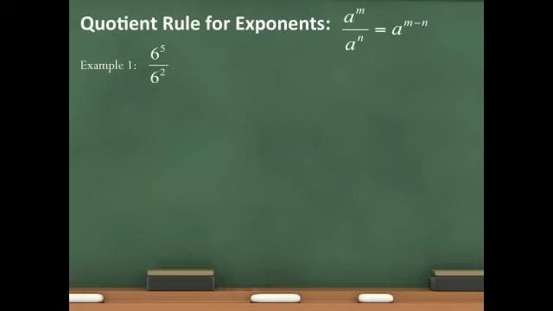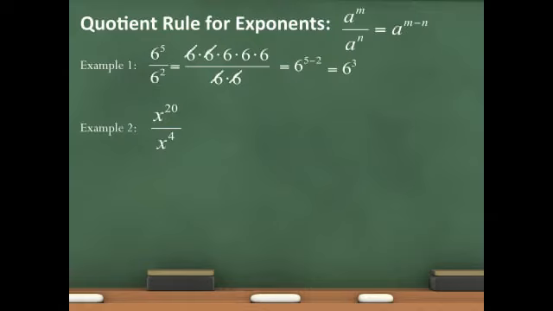6 to the fifth power can be written as 6 times 6 times 6 times 6 times 6. And 6 to the second, or 6 squared, is 6 times 6. The two factors of 6 in the denominator can cancel 2 of the 6's from the numerator, leaving 3 factors of 6. You can get the same result by subtracting exponents. 5 take away 2 is 3. So 6 to the fifth power over 6 squared reduces to 6 to the third power. Here are 2 quick examples.